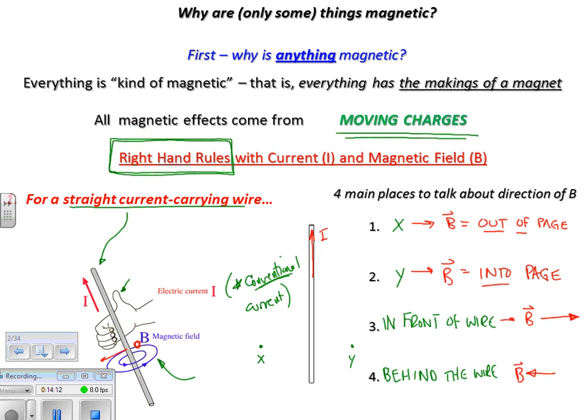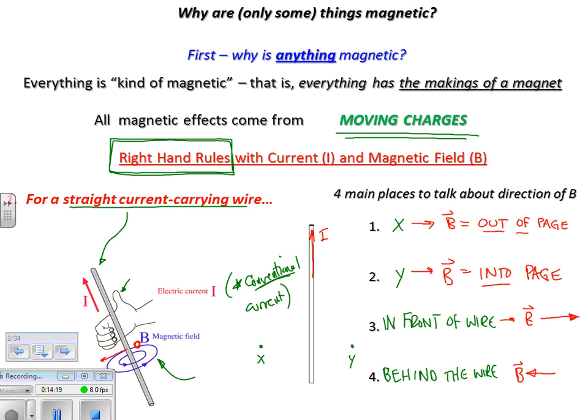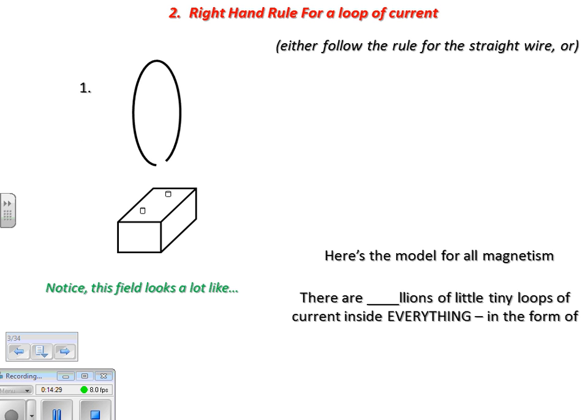Okay? Now, that's near a straight wire. Again, what we're trying to address here is this idea that all magnetic effects come from moving charges. So here's a case where we see moving charges create a magnetic field. Here's another case where moving charges can create a magnetic field.